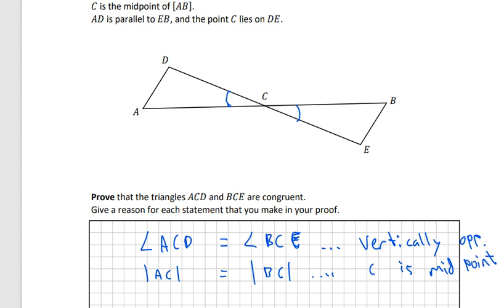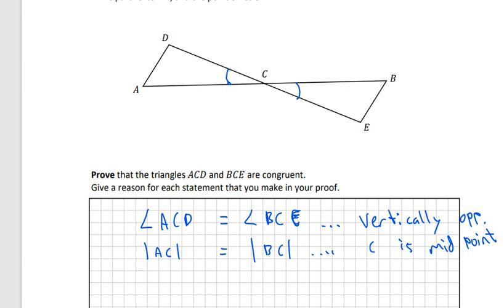Well, we have an angle proven to be the same, we have a side proven to be the same, so we just need the angle CAD to be the same as angle CBE, and they are because it tells us in the question that BE and AD are parallel to each other.